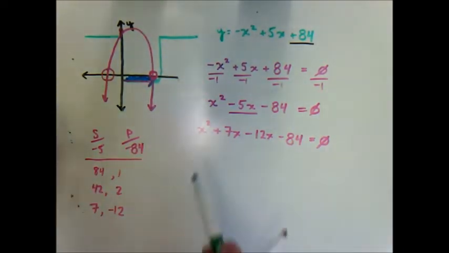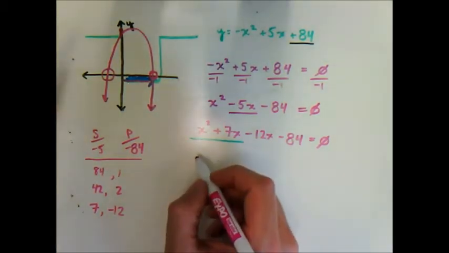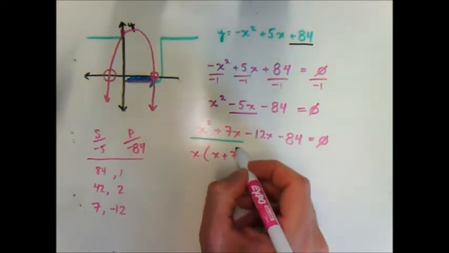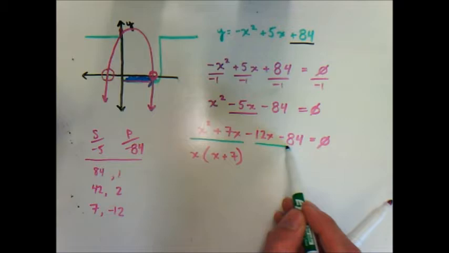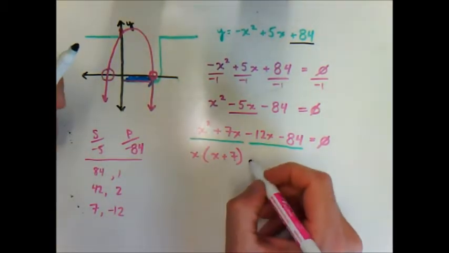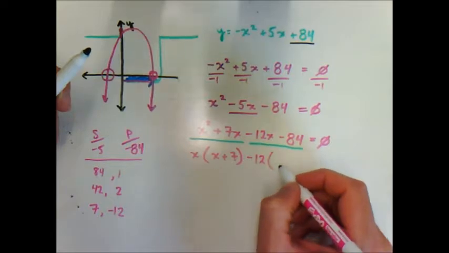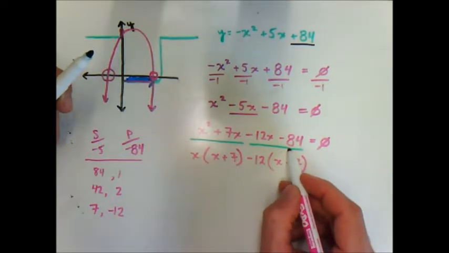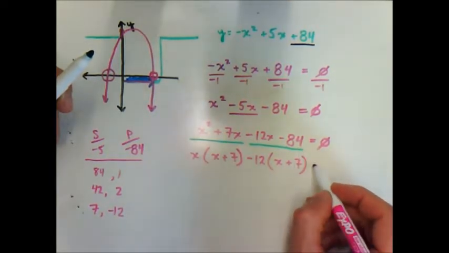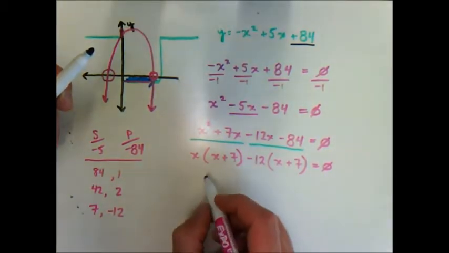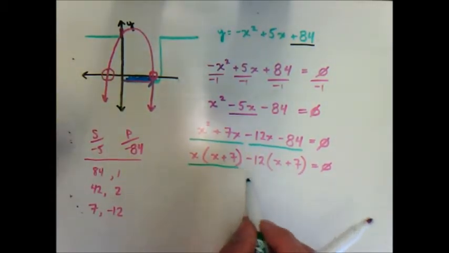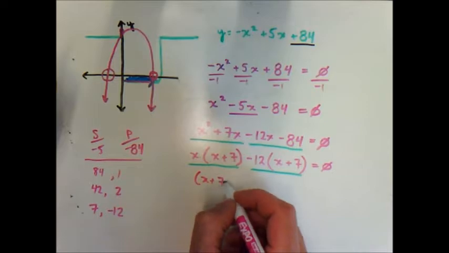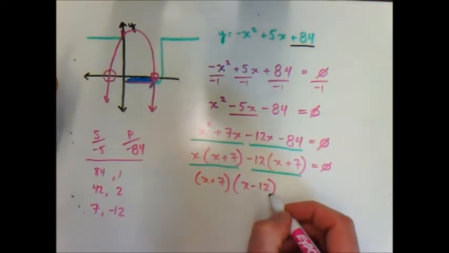Now I'm looking at our first two terms. What can I factor out of our first two terms? Factor out the x, leaving us with x plus 7. Now we're looking at our next two terms, and I can factor out negative 12 from them, leaving us with x plus 7, because negative 12 times 7 is negative 84. Okay, we can take a common factor out of these two and then out of these two. The common factor here is x plus 7, and we're left with x minus 12.